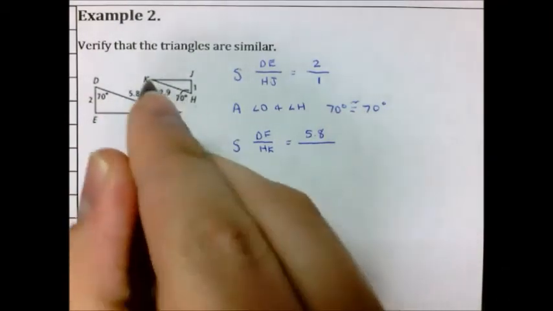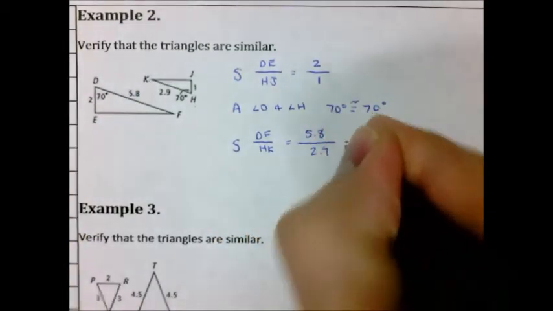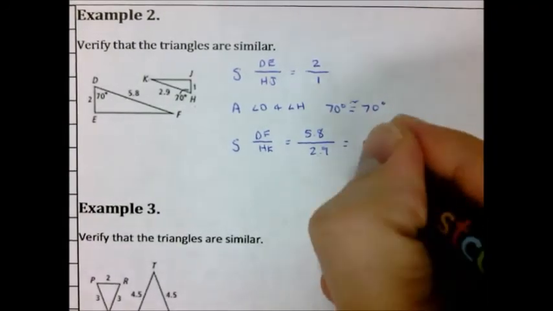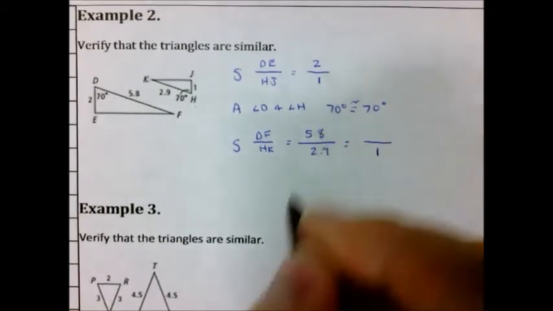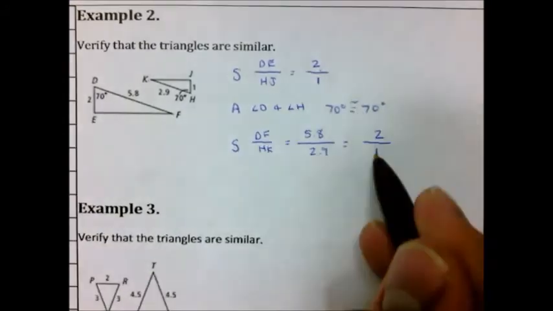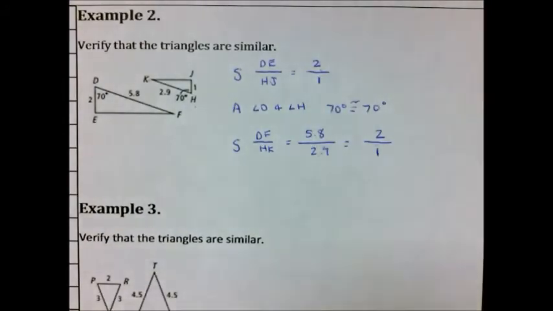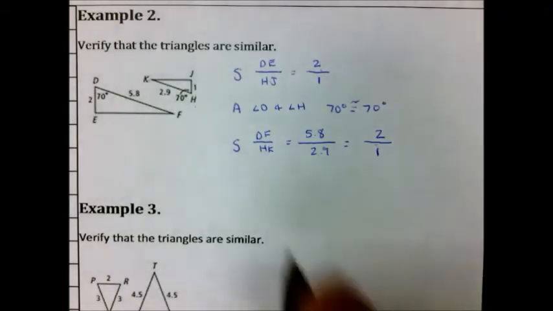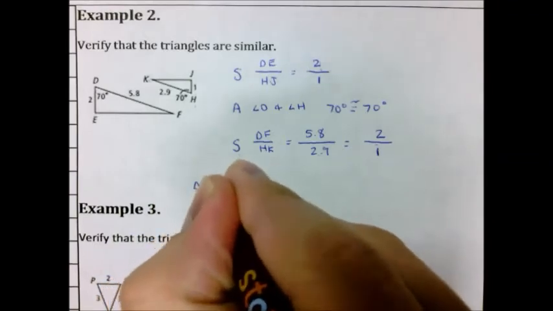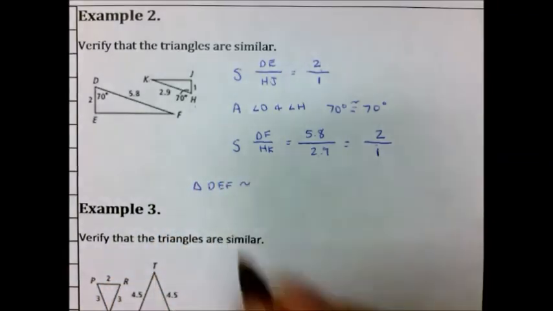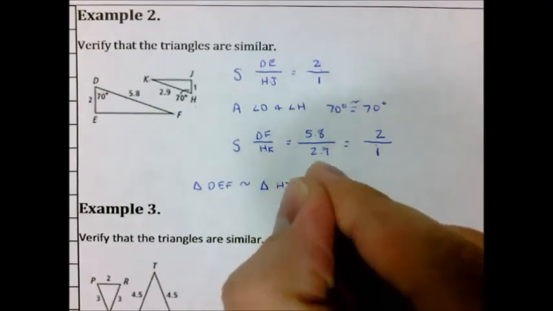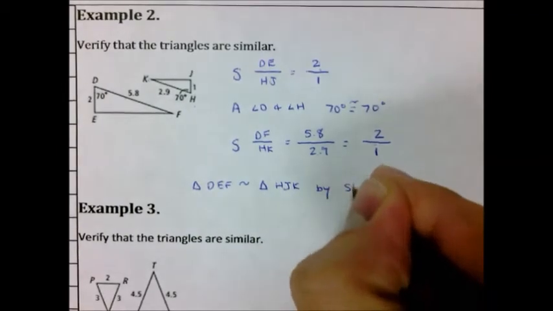And HK is 2.9. Which if we reduce this ratio, which we can reduce it, if we divide 2.9 by itself, we'll get a 1 in the denominator, and 5.8 divided by 2.9 is actually 2. And so because these ratios are the same, that means those two sides are proportional. So we have two triangles that are similar. We can say triangle DEF is similar, remember, that's the symbol for similar, to triangle HJK by SAS.